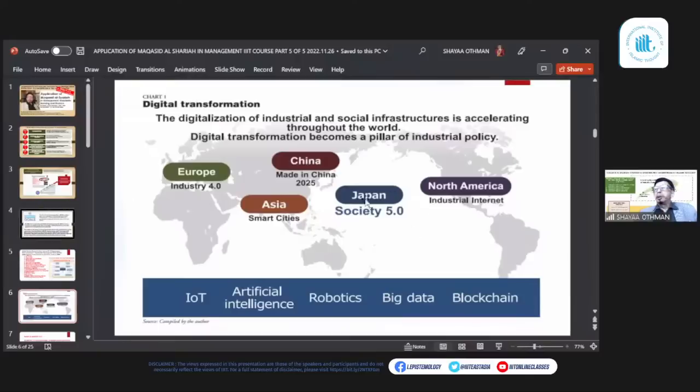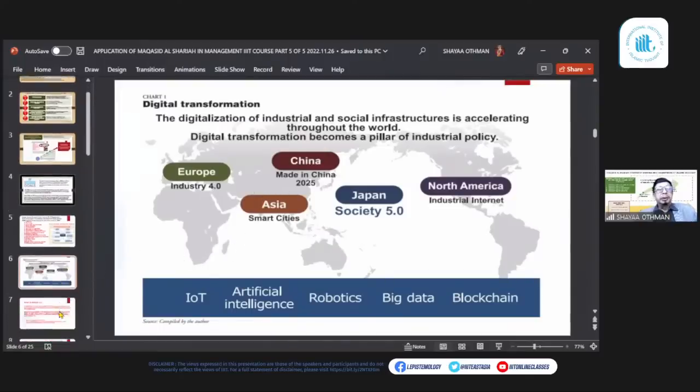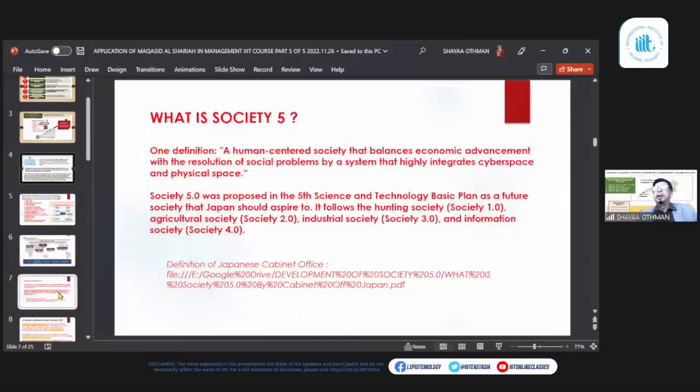Okay, let's just define it. I focus on Society 5 because the time is just half an hour, and I am not looking into the other aspects. Perhaps the other aspects, like Europe's Industry 4.0, failed to achieve the social human values needed for development. Okay, let's look at this. What really is Society 5? This is what Society 5 means.